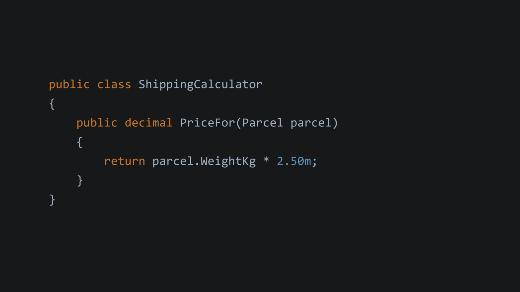Here is the calculator on the day it was written. There is 1 carrier, standard, and it is priced by weight at a flat rate per kilogram. A parcel is a small record holding a weight and a destination. A parcel goes in, a price comes out, and the whole thing is 4 lines. There is nothing wrong with this code, and I want to be clear that there was nothing wrong with writing it this way either. 1 carrier does not need a design, it needs a multiplication.